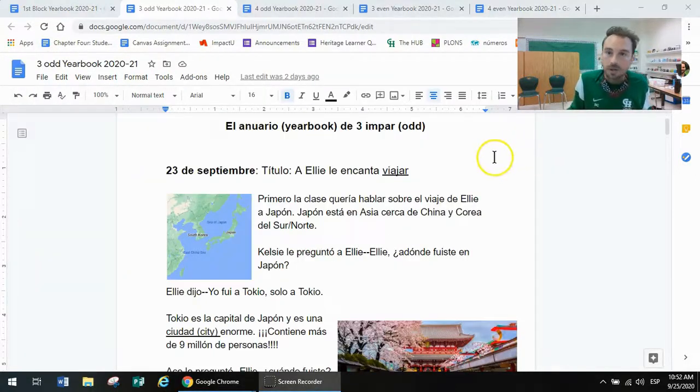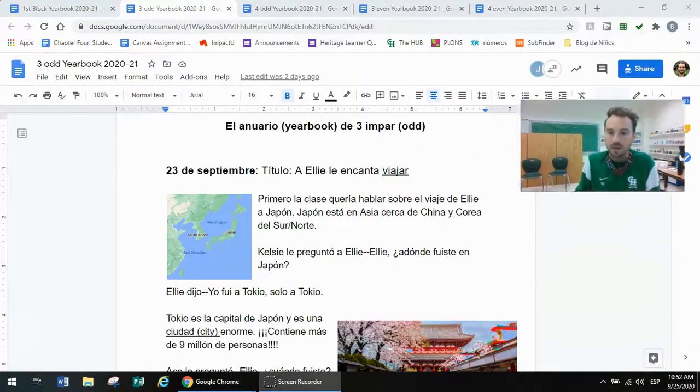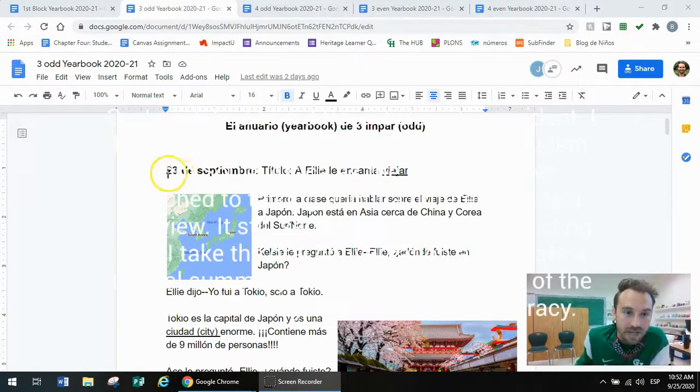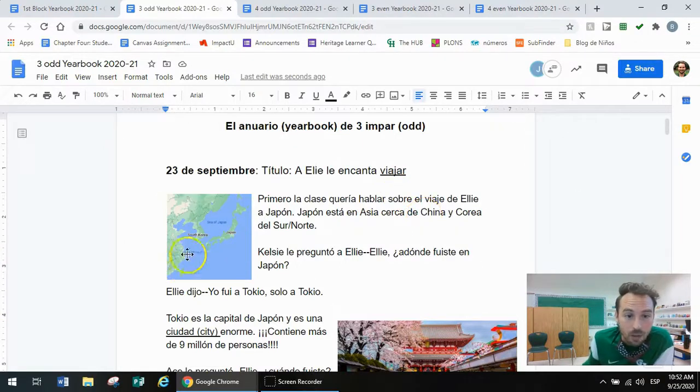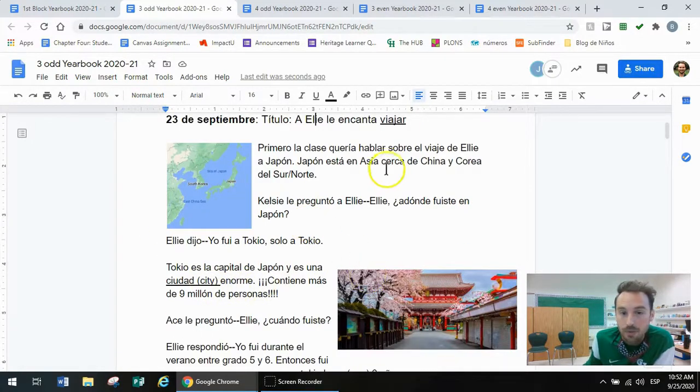I call it a yearbook. You could call it text from class, whatever. So this was the date in question with the class in question, Ellie and Ellie's trip. Ellie was the special person for the day. We interviewed her. So we talked about how she went to Japan. So I put a little image of Japan, and then we talked about how she went to Tokyo. And so I'm writing some of the things as we go through class. I am taking notes in Spanish so that students can improve in their literacy as the conversation is going on.